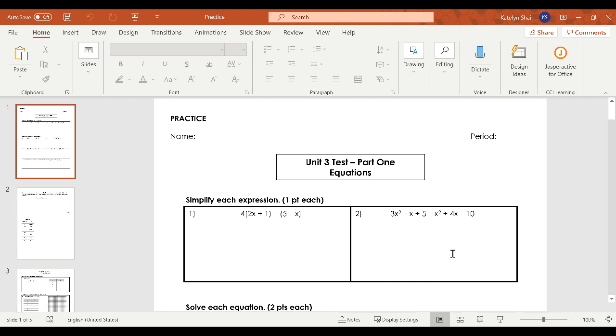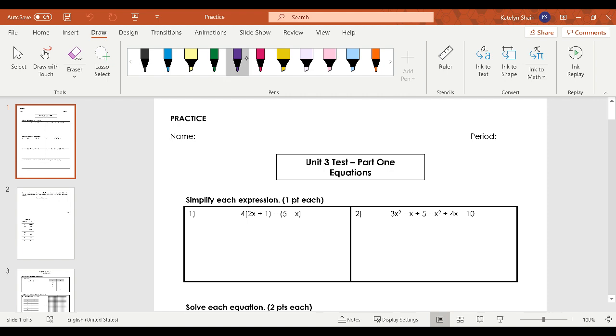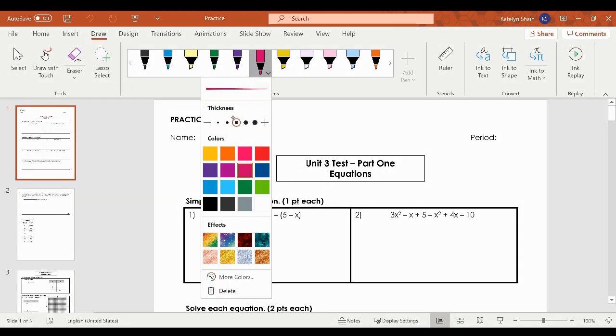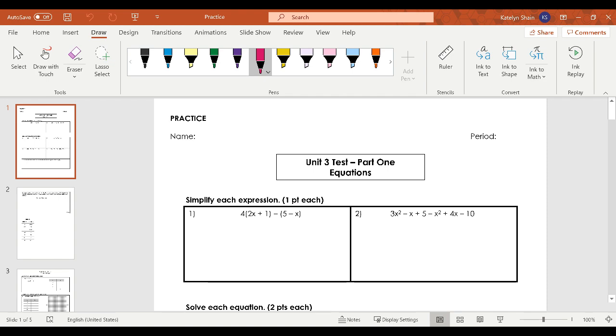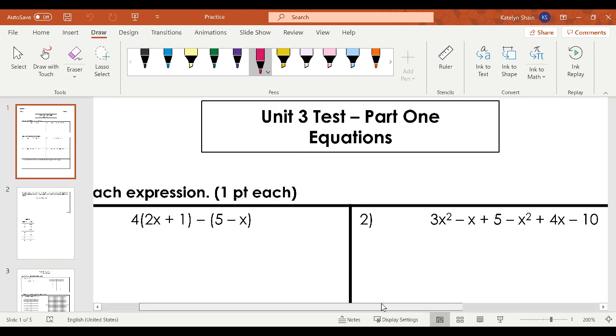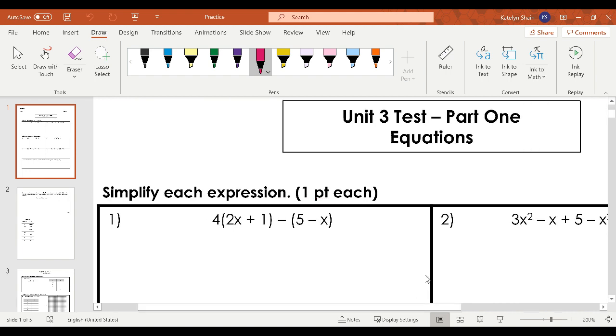This first part here is just asking us to simplify, okay? There is no answer necessarily. You're going to end up with an actual equation as your answer. So, just like if this was an equation, my first step is going to be to do that distributive property. Okay, so I'm going to multiply 4 times 2x, which will give me 8x. And then I'm going to multiply 4 times 1, which gives me 4.